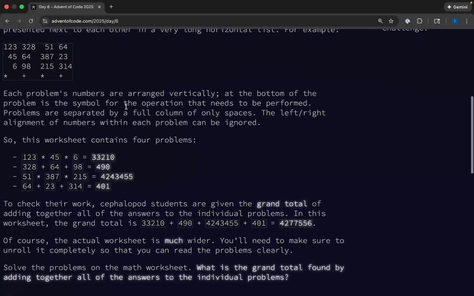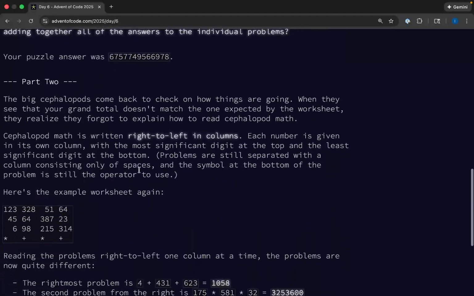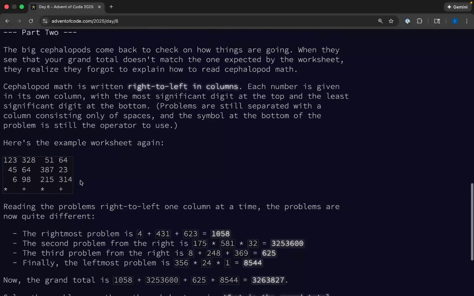So here in part one, this means this first problem would be 123 times 45 times 6, and that equals some number. And then like 328, 64, 98, you add all those up and that's another number. So perform all those operations and add up all of the results. For part two, it's kind of the same story, but there's a wrench in things here.